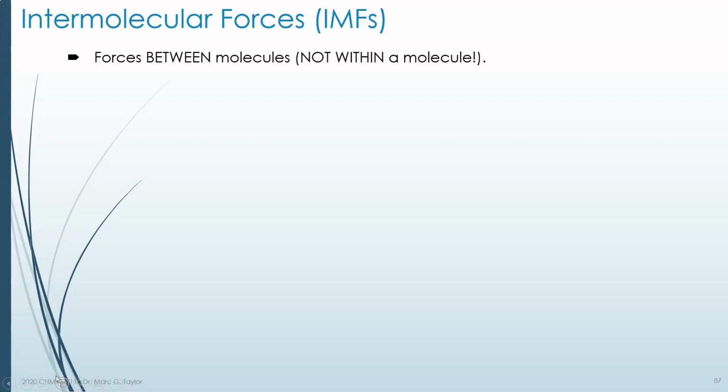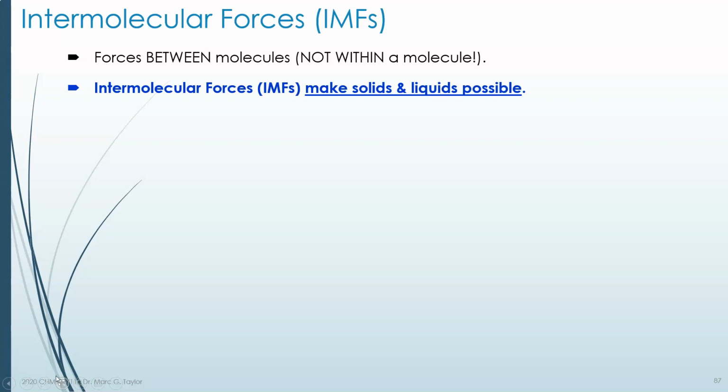Intra means within. So intramolecular bonds would be bonds within a molecule, like the covalent bonds and ionic bonds we've already talked about. These are very different. These are bonds between individual molecules among covalent compounds. So these are forces between them, and we call them intermolecular forces. So these are forces that make solids and liquids possible.